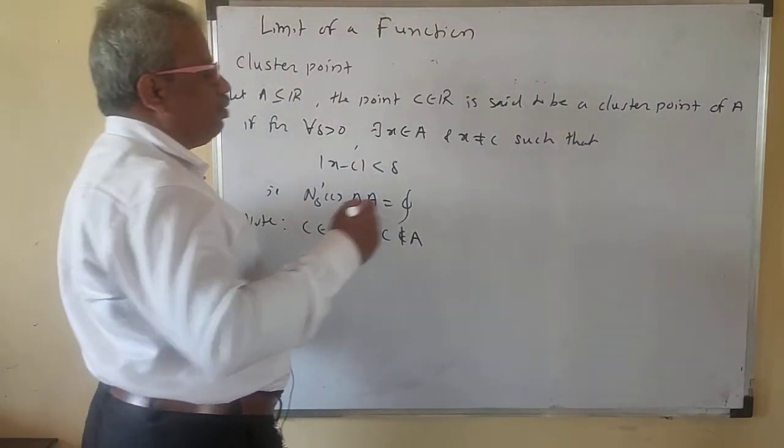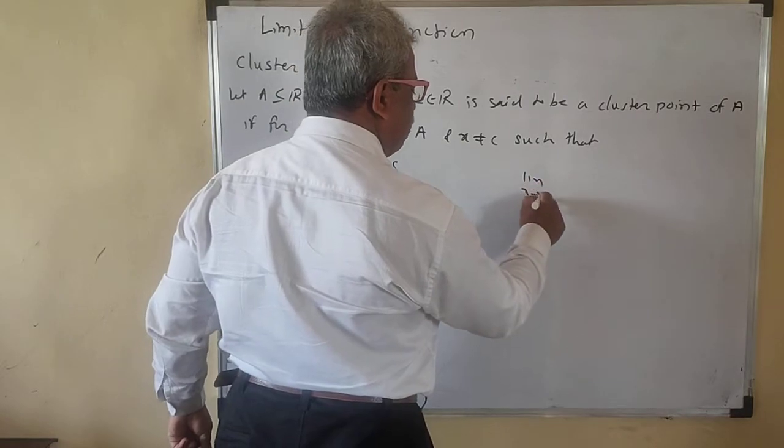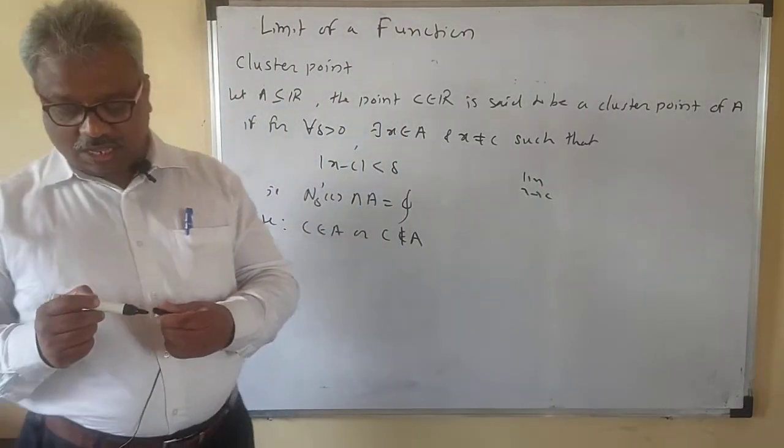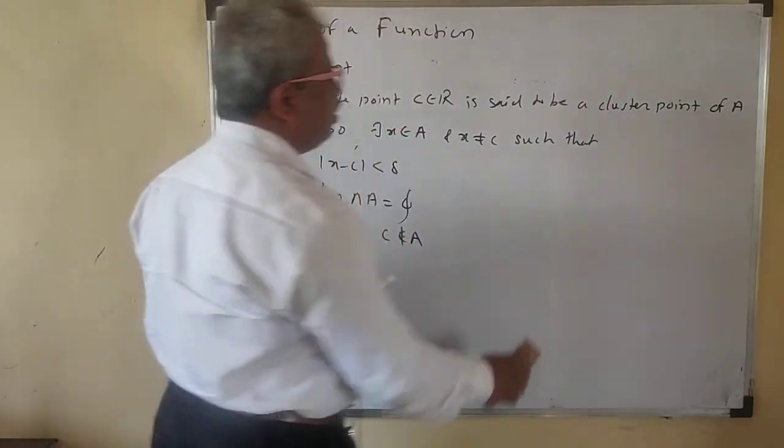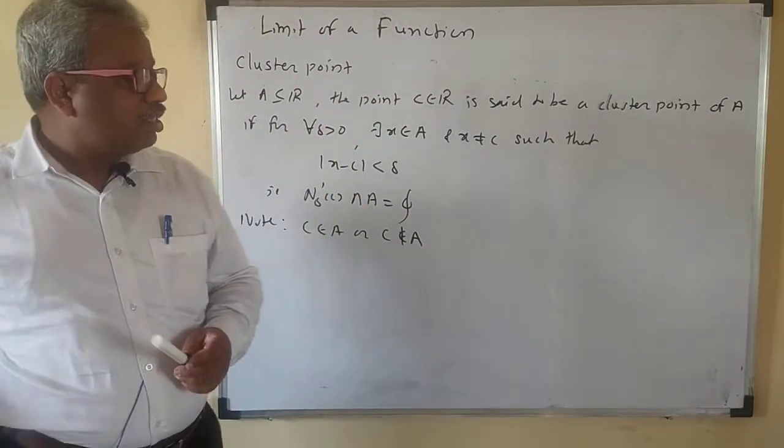So for x tends to c, we are saying limit x tends to c. That means c is the cluster point. So we have to evaluate the limit for this one. Before that, we should know what we mean by cluster point. So the cluster point is what?